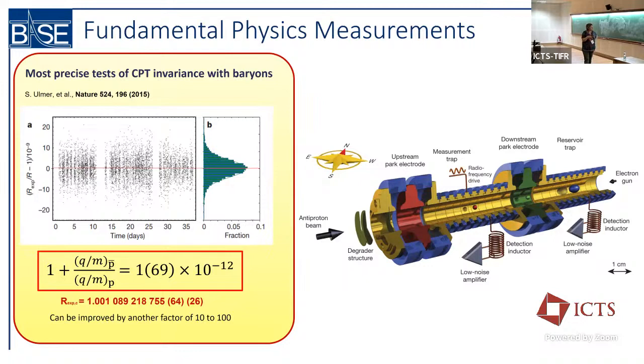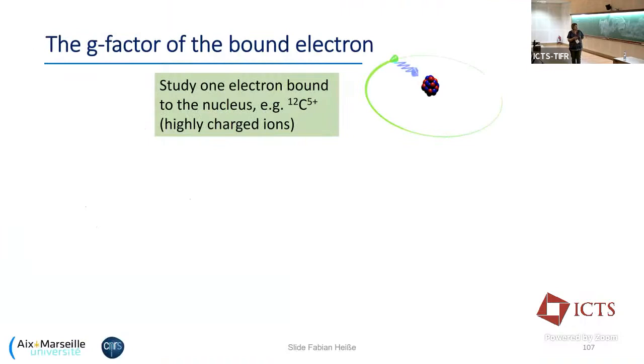And this measurement has been made to 10 to the minus 12 over a number of months. You see there are 35 measurement days. And this is the most precise test of CPT invariance with baryons. It was very close, consistent with 1 to 10 to the minus 12.